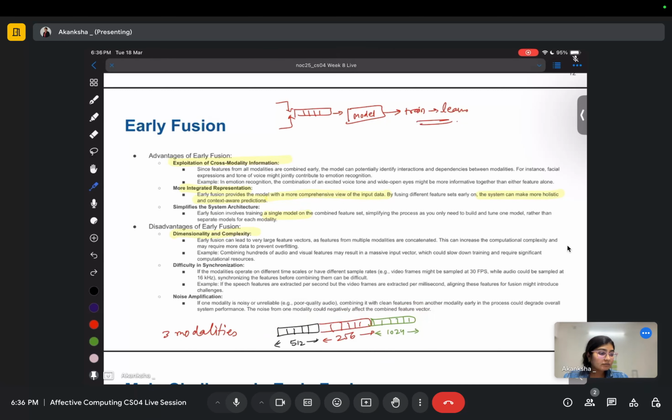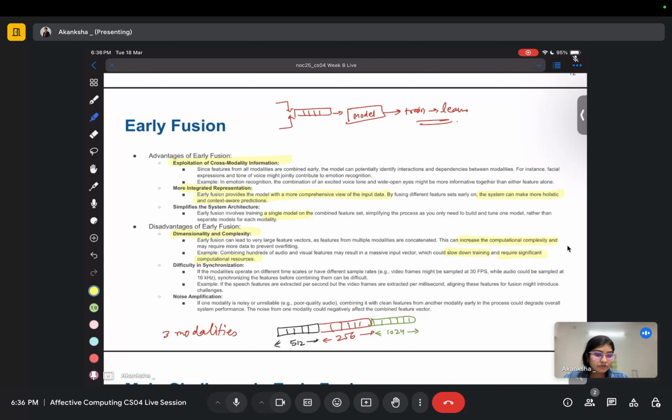So the dimensionality leads to very large feature vectors, and it is difficult to process because the computational requirements are also increased. So it increases the computational complexity and requirements. Also, whenever the data is high dimensional, we require more data points, because otherwise it would lead to overfitting. It can also slow down training and require significant computational resources.